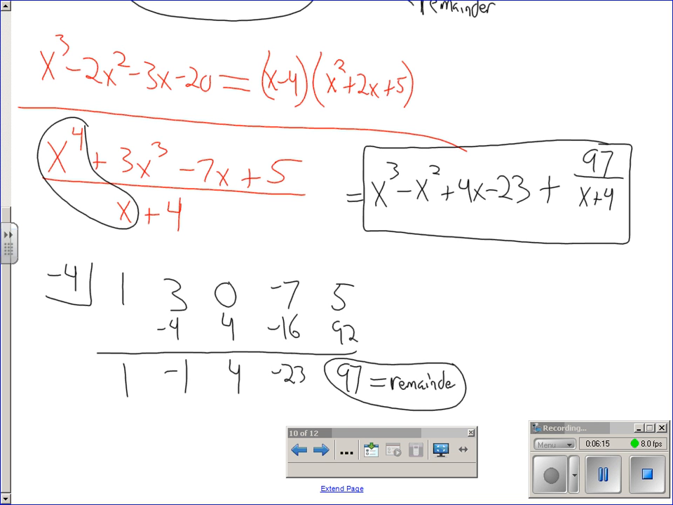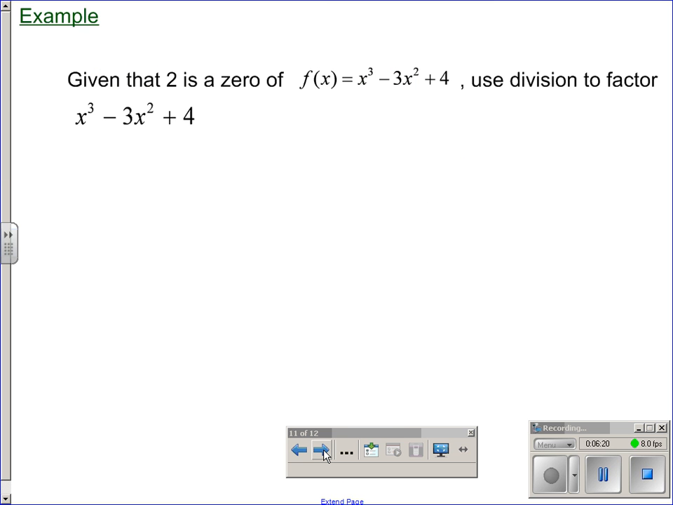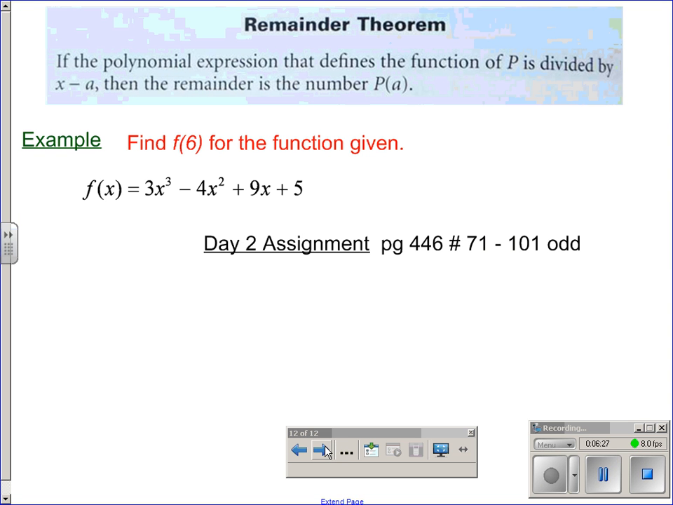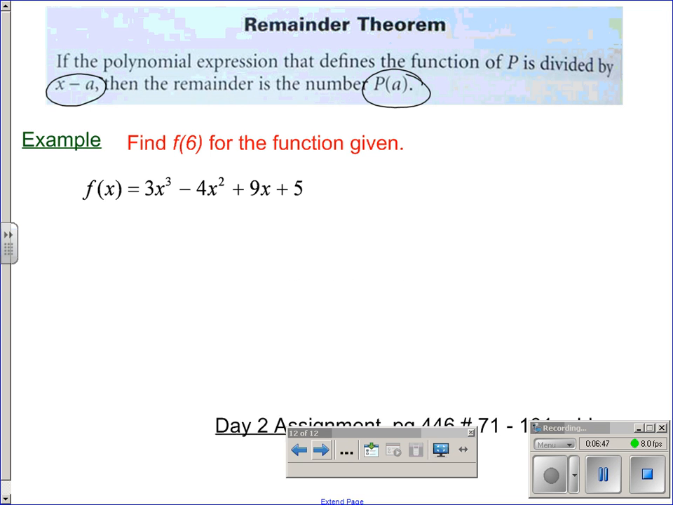The next idea with this is going towards that idea of the remainder. Actually, I just got a little bit ahead of myself. Let me finish that thought. With the synthetic division process, that last number is the remainder, but it's also the value of the function. When you plug the value a into the function, when you're dividing by x minus a, the remainder is that value.